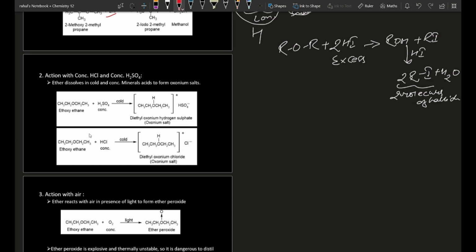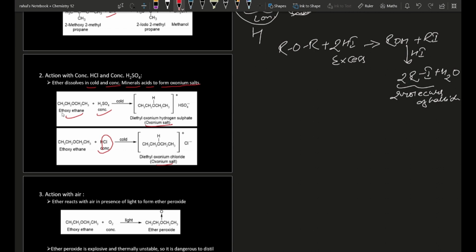Now reaction with conc HCl and conc H2SO4. So ether dissolve in cold conc mineral acid to form oxonium salt. So when हामीले ether लाई conc H2SO4 as well as conc HCl दुईटैसँग एड गरायो भने यसले दिने भनेको oxonium salt हो. So two different oxonium salts are formed here.